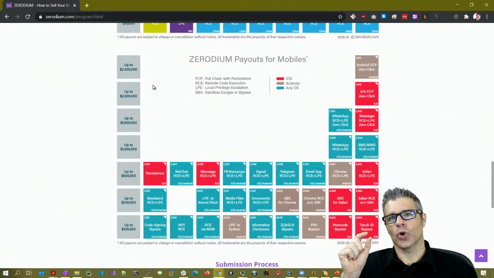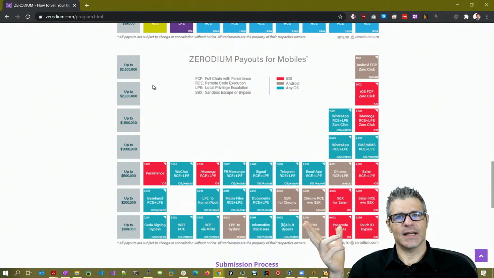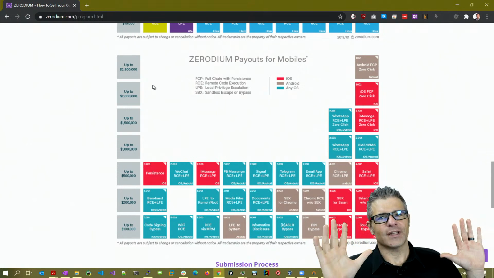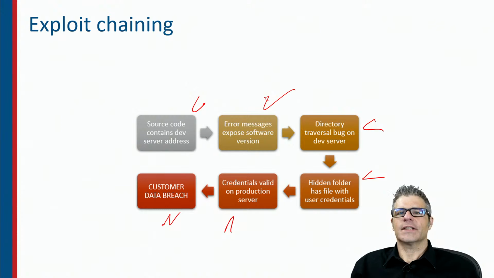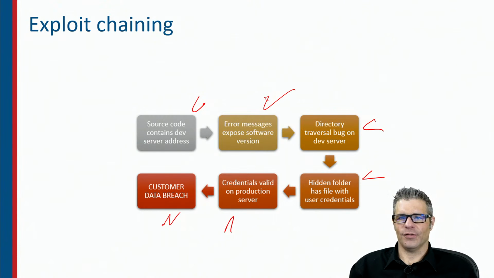oftentimes more expensive, that they're willing to pay more for an Android bug than an iOS bug right now. Because to my mind that says, hey, guess what? We're good for iOS bugs. If you find one, yeah, we'll take it. But what we're really looking for right now is Android. Next time one of your friends tells you how great their iOS phone is, remind them of that little fact.